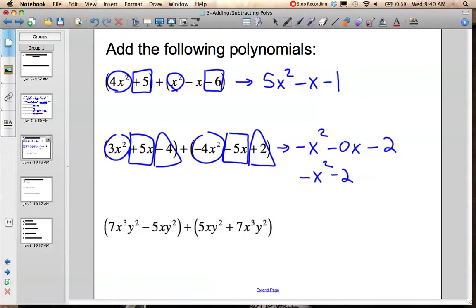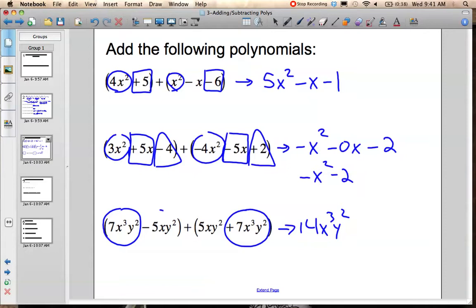One last one here. So we have a 7x to the third y squared and another 7x to the third y squared. Those are like terms. I have the same bases, same exponents, same variables. Things look good. So if I combine their coefficients, I get 14x to the third y squared.